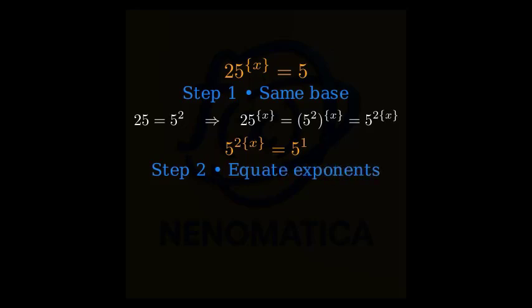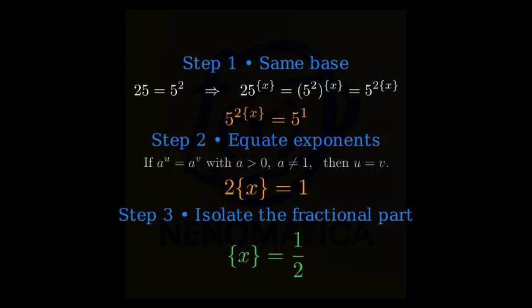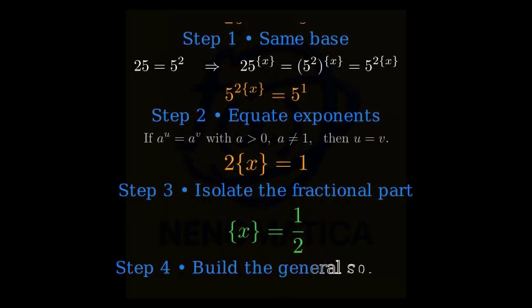When positive bases are equal and not 1, the exponents must match. So 2 times the fractional part of x equals 1. Step 3. Isolate the fractional part. Divide both sides by 2 to get the fractional part of x equals 1/2. Step 4. Express all x that have a fractional part of 1/2.